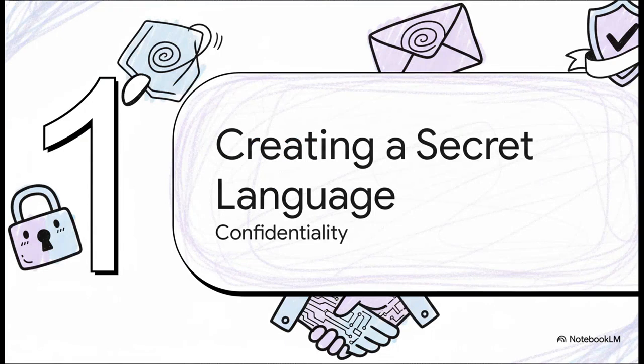Well, you stop writing in plain English. The very first step is to create a secret language, a code that only you and the person you're talking to can understand. This whole idea is called encryption, and it's job number one, confidentiality.